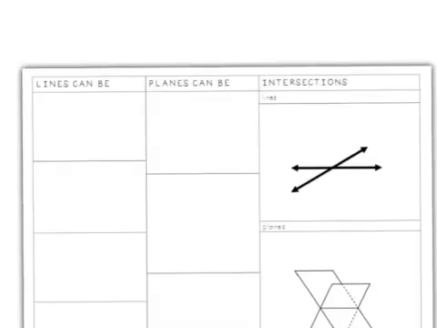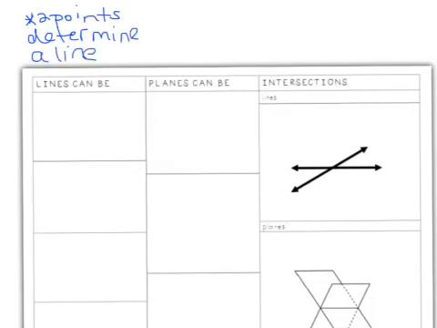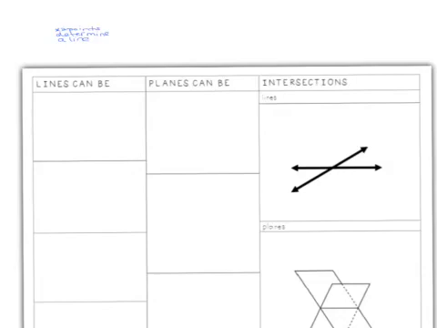When talking about lines and planes, it's important to remember that for lines, 2 points determine a line. And for planes, 3 points determine a plane.